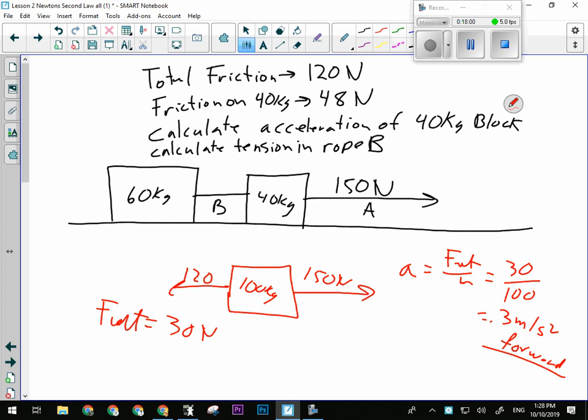Okay, so I would suggest your next step is to draw a free body diagram for the 40 kilogram block and see if you can find the force pulling back on it as a result of the rope. Okay?